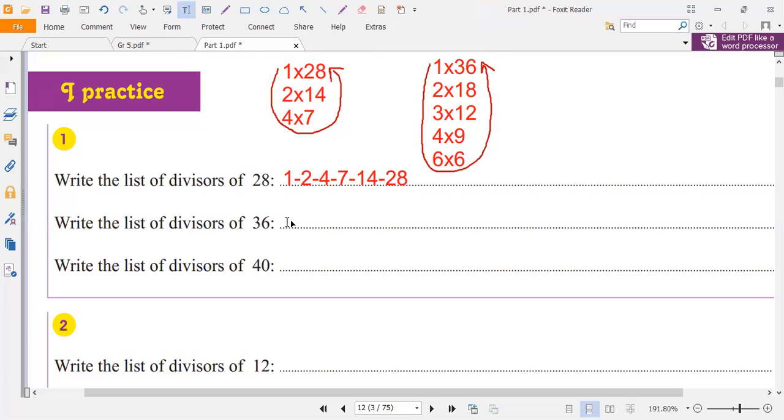So they are 1, 2, 3, 4, 6, 9, 12, 18, and 36.